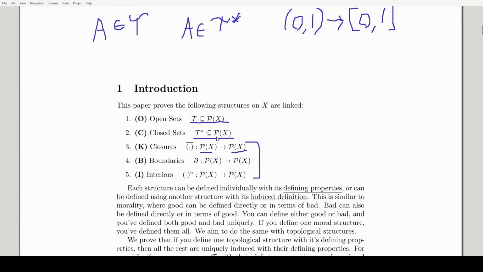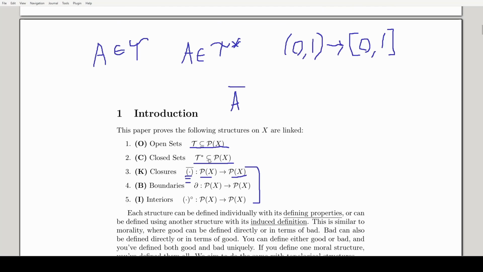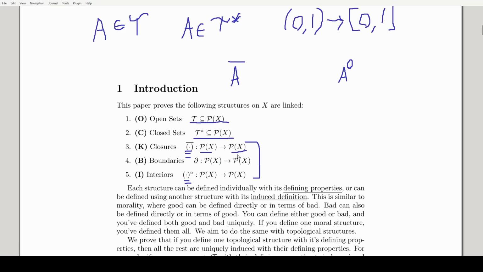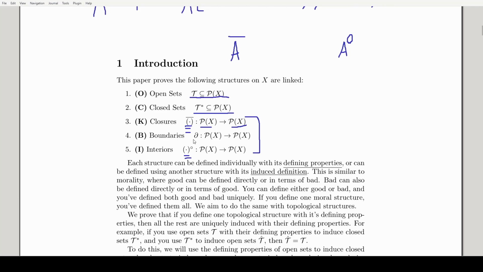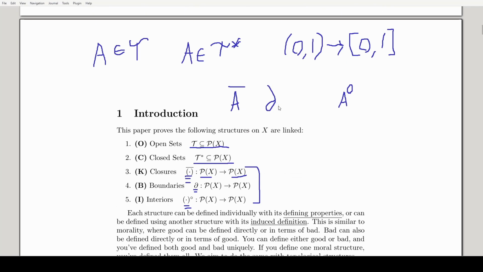So next, this notation right here is saying that a closure is written as A with a bar over it. There's parentheses with a dot, which is just a placeholder. So the same thing with the interior. The interior is written A to the circled power, which is a bit weird, but it's become common. And then the boundary is just a normal function. It is partial of A.